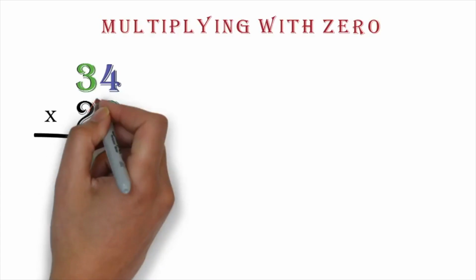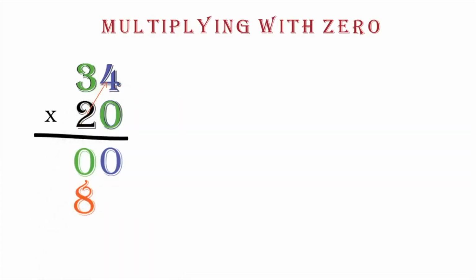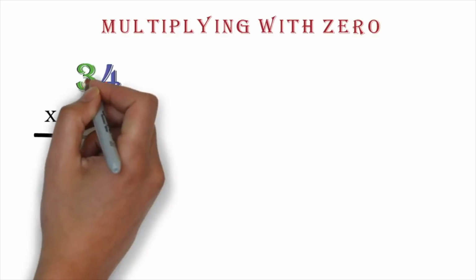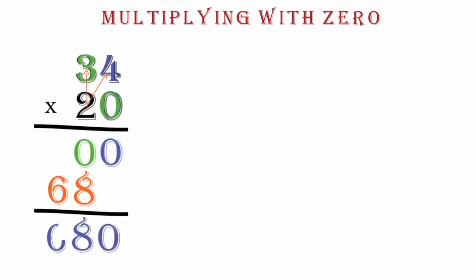Then we move to the 2. 2 times 4 is 8. Then 2 times 3 is 6. We add them to get 680. A simpler way when the 0 comes after the number, like 2300 or 20 or 500, will be to ignore the zeros when multiplying and bring them to your final answer after you are done.